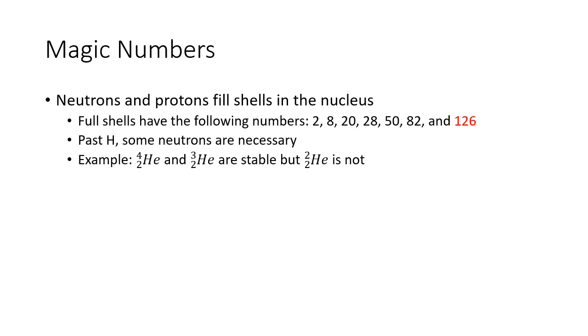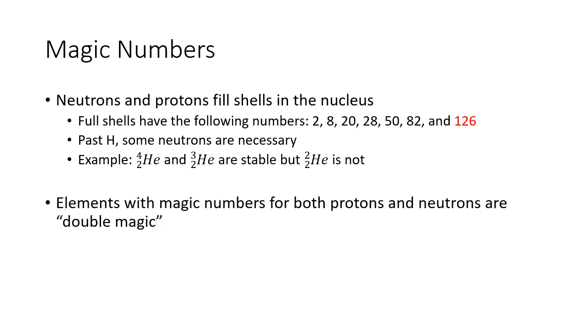Now elements with both numbers for protons and neutrons as magic numbers are called double magic. They are incredibly stable. So for example, we have oxygen-16 where we have 8 protons and 8 neutrons. We have calcium-40 which has 20 protons and 20 neutrons. And we also have lead-208. This is one where we don't match numbers, right? It's obvious. 82 protons, 126 neutrons.